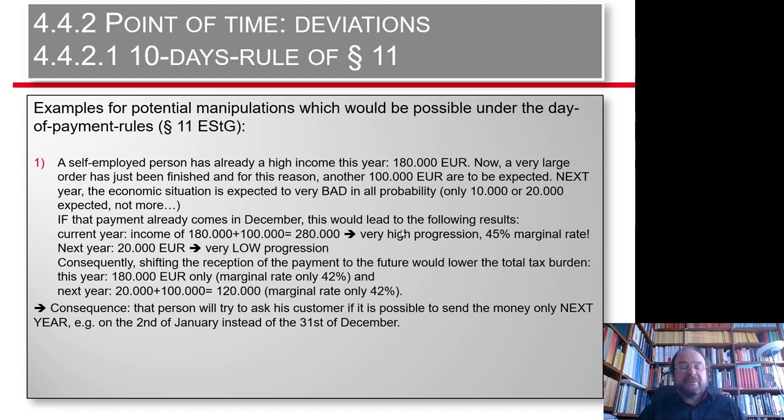So the marginal rate will only be 42% also. And I can make use of that part of the tariff where the marginal rate is far lower than 42%. And otherwise, this low tax rate area would be lost next year. So that person will probably try to convince his customer to shift the payment to next year because that leads to a better distribution of income over time for him.